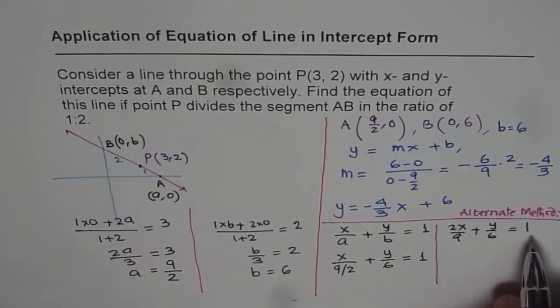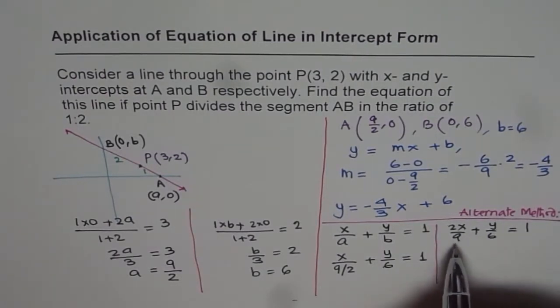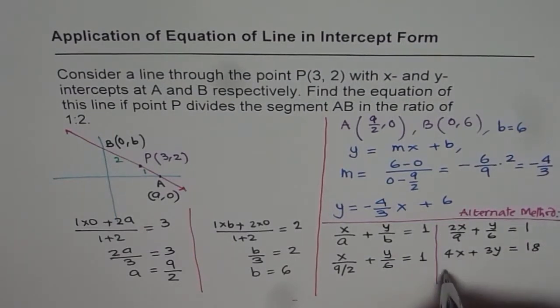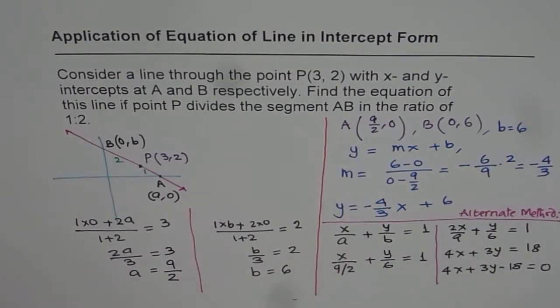Let's multiply everything by 18 so that we get rid of fractions. If I multiply it by 18, 18 over 9 is 2, so I get 4x plus 3y equals 18, right? Or bringing them together, 4x plus 3y minus 18 equals 0. The same equation you can get from the slope-intercept form also in standard form. If you multiply by 3, as you can see, 3y, 4x is already there, and 3 times 6 is 18. So you get indeed the same answer.